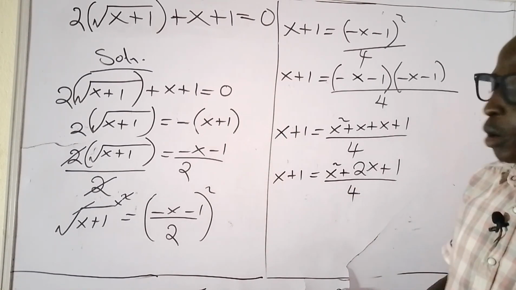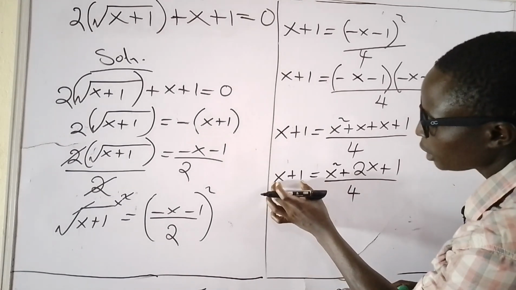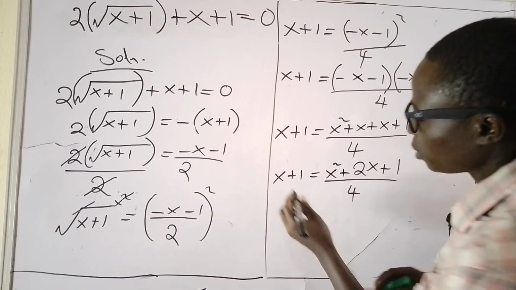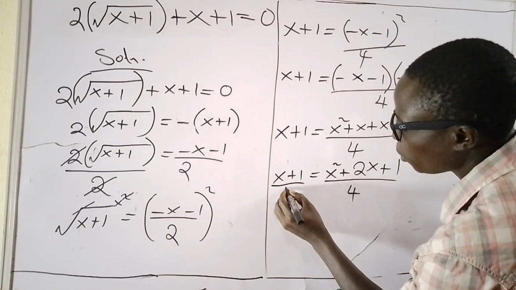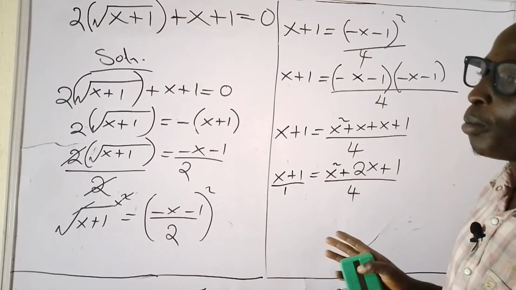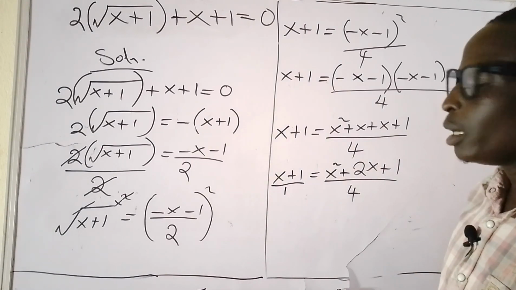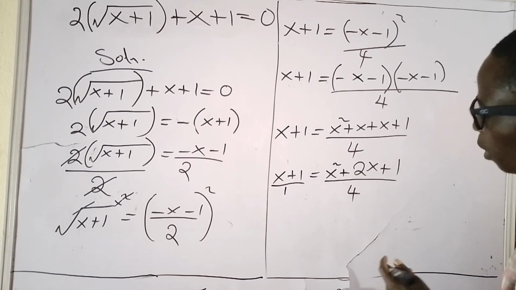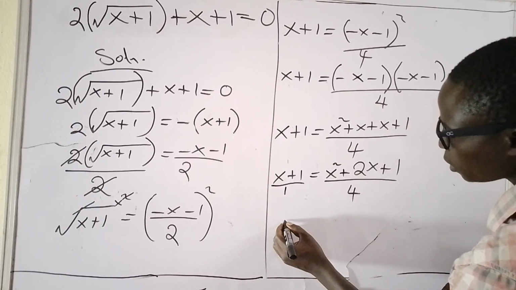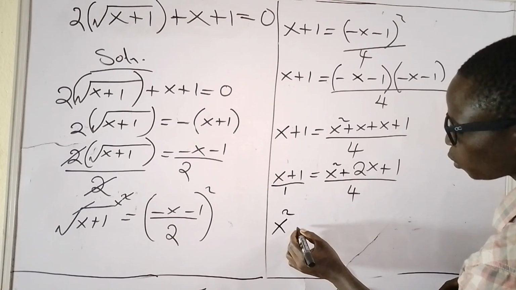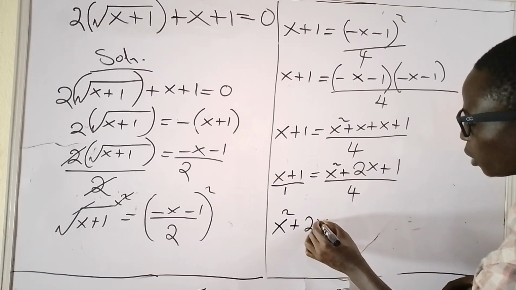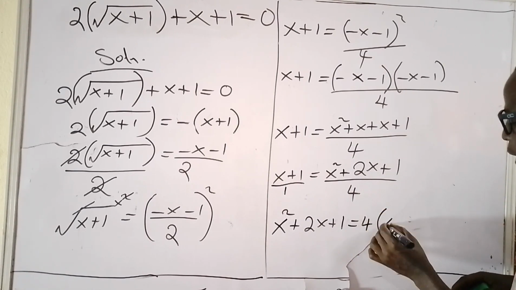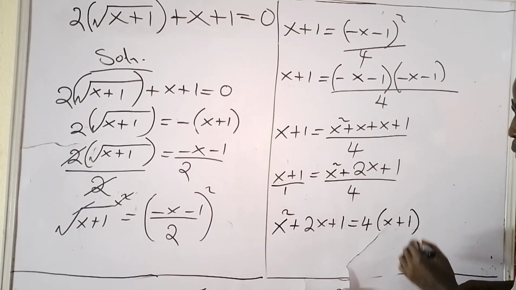So we all believe that this x plus 1 is over 1. You are right if you put over 1, because any number you are seeing is over 1. Dividing any number by 1 will never alter your result. So by cross multiplying, you are likely to have x squared plus 2x plus 1 is equal to 4 open bracket x plus 1 close bracket.